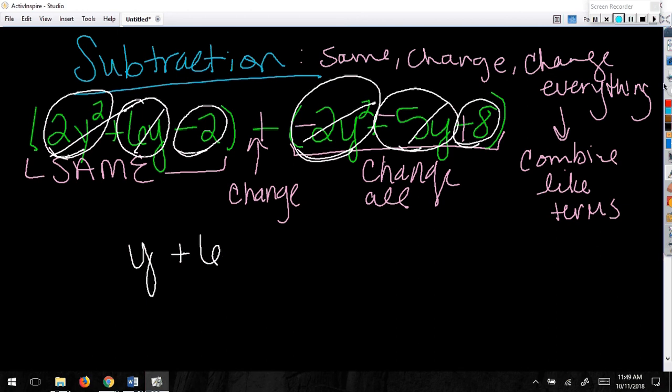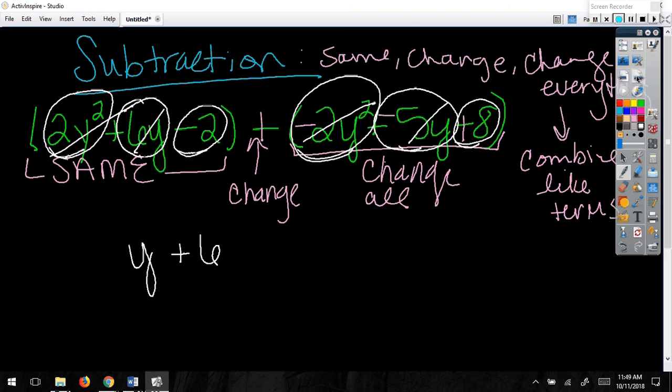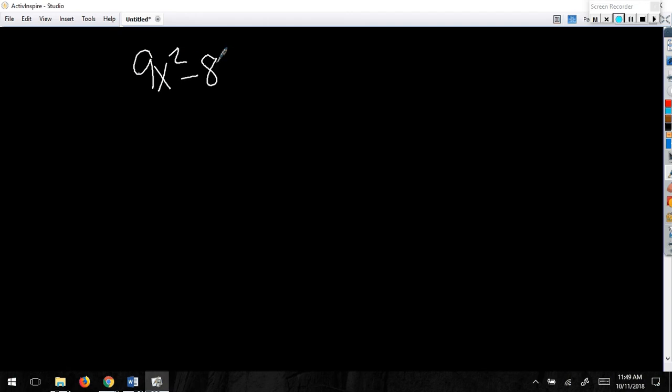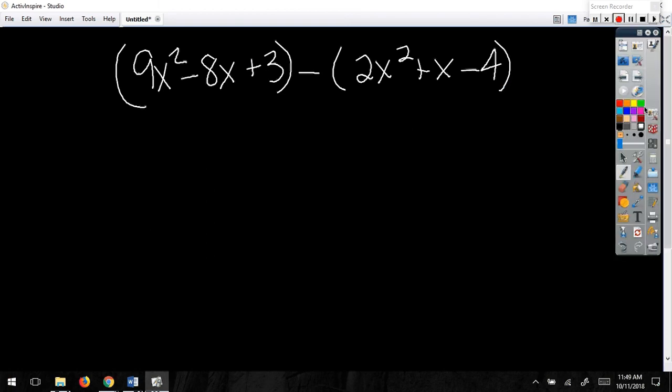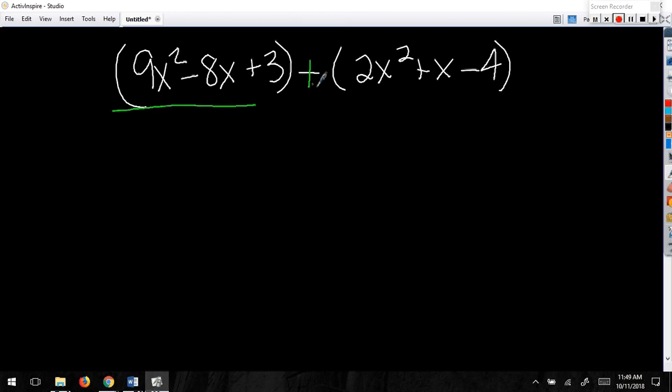So let me give you one to practice on. Let's try 9x squared minus 8x plus 3. And from that, let's subtract 2x squared plus x minus 4. So I hope you've had a chance to try this one. I'm going to do my same change, and I'm going to change everything in the parentheses. And now I'm going to get my like terms together.